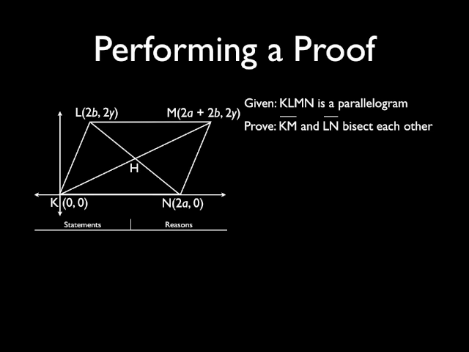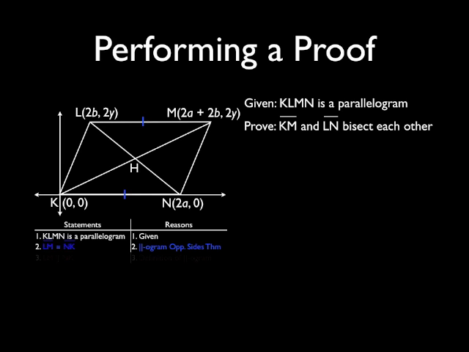It looked something like this. Remember these things, statements and reasons? We started off with given: KLMN is a parallelogram. Which then tells us that segment LM is congruent to segment NK. That's by the parallelogram opposite sides theorem.